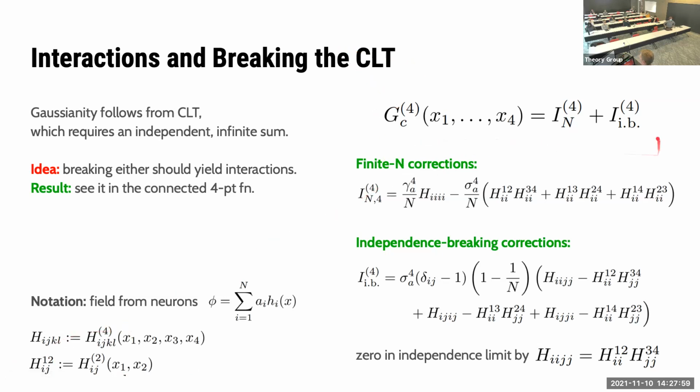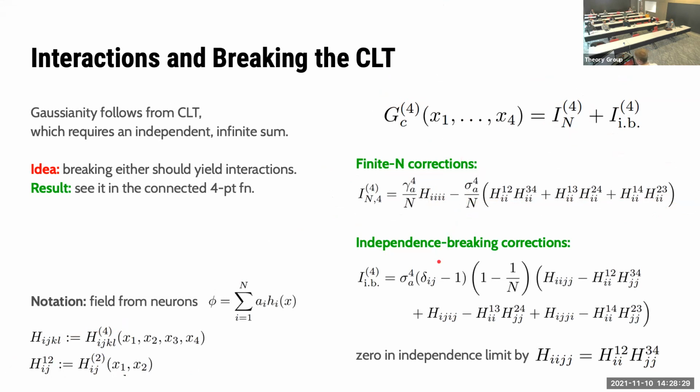And when you compute the connected 4-point function, what you find is that there's two different types of interactions that arise. There's this type of term and this type of term. These types of terms are finite n corrections. So at finite n, you end up with contributions to the connected 4-point function of this form that have various 4-point correlators and products of 2-point correlators subtracted off. Notice that they're 1 over n suppressed, so as n goes to infinity, as you regain that assumption of the central limit theorem, these go to 0.